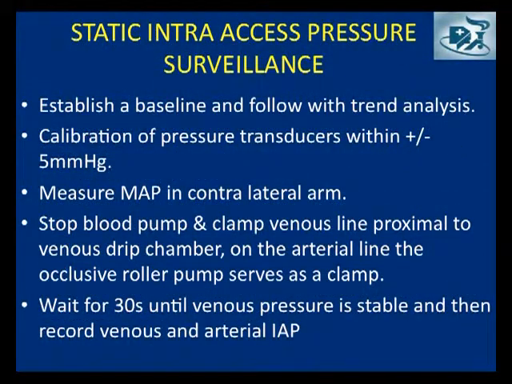There is static intra-access pressure surveillance also. Establish a baseline and follow with trend analysis. What we do is calibration. Actually, we are not doing this very frequently. We are using the hematocrit dilution technique, and this is not being used in our center. Calibration of pressure transducers is done within plus minus 5 millimeters of mercury. We measure the mean arterial pressure in the contralateral arm.